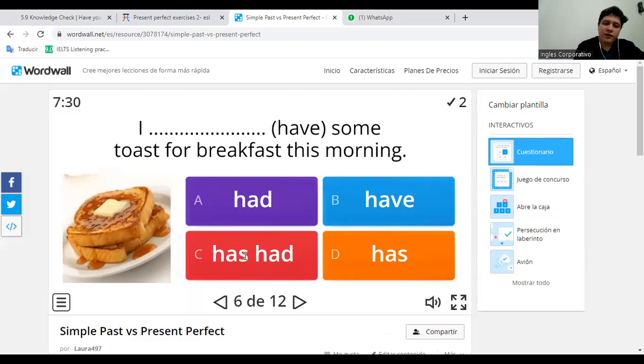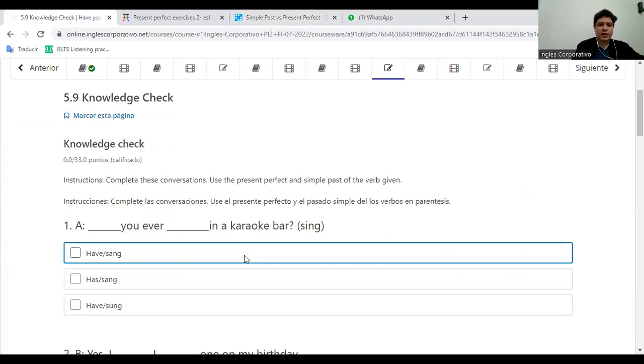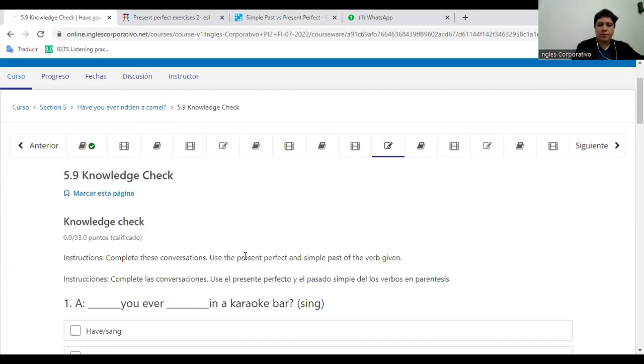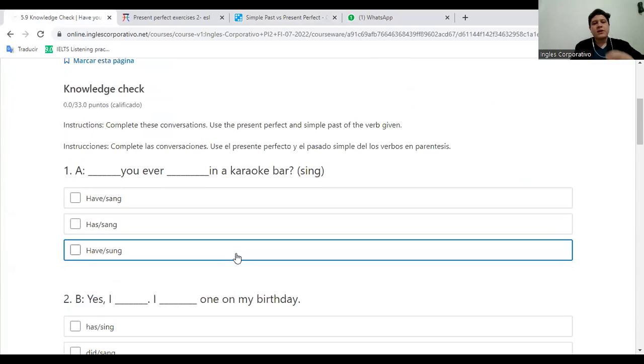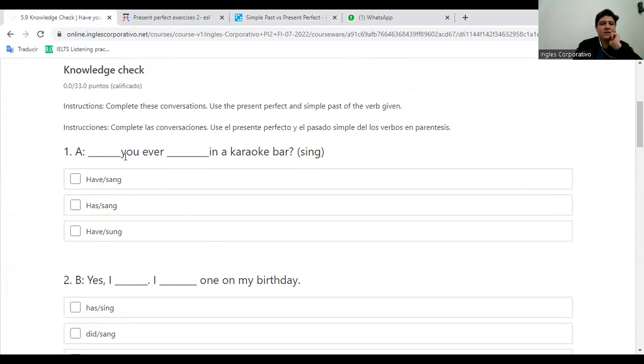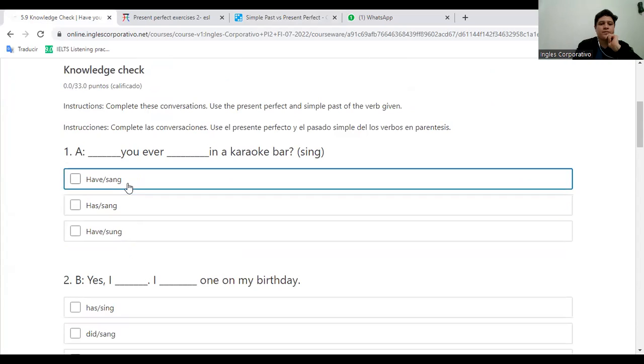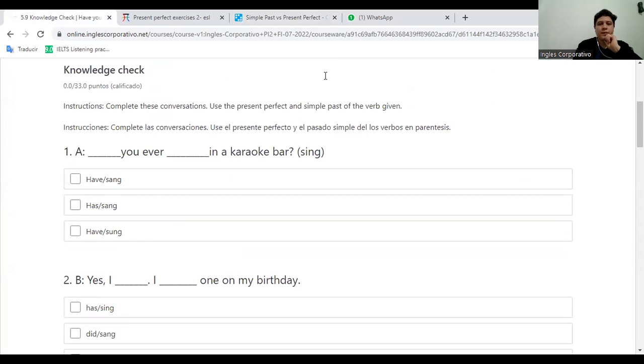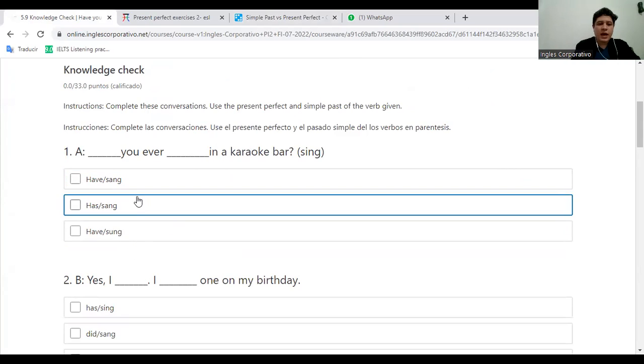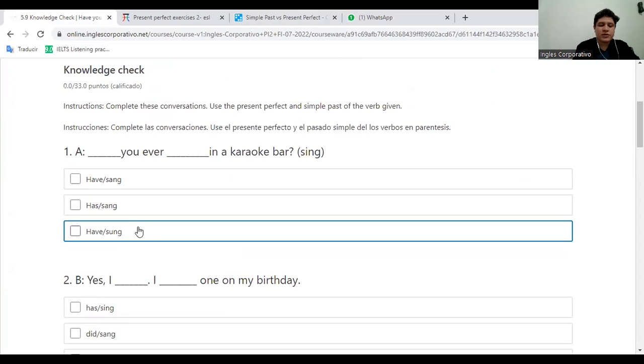So, guys, in the platform, we have this exercise, right? This exercise that is about present perfect and simple past, okay? So let's see, guys. We have the first one. It says, you ever in a karaoke bar sing? What do you think is the correct answer here, guys? Have sung, or have sung?